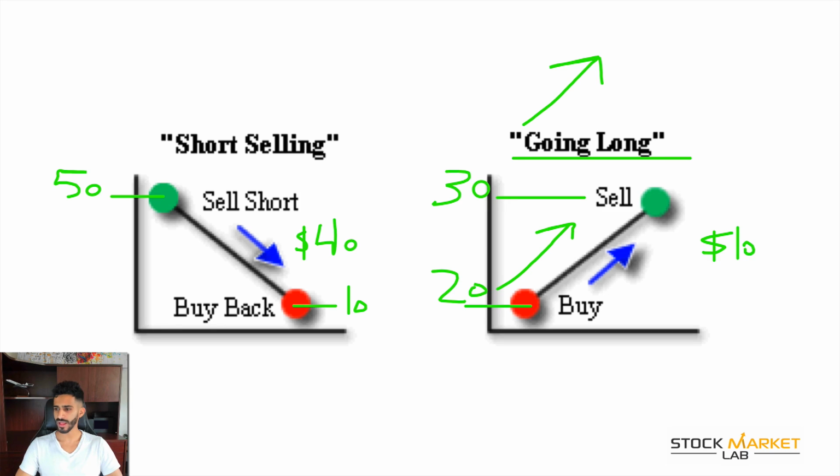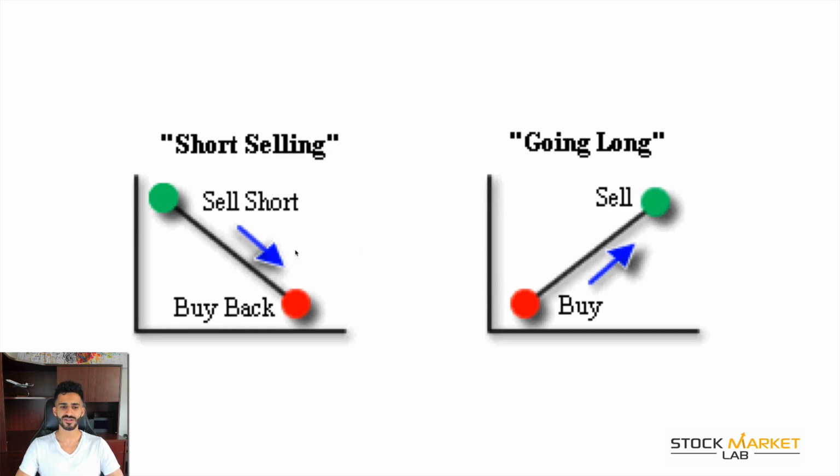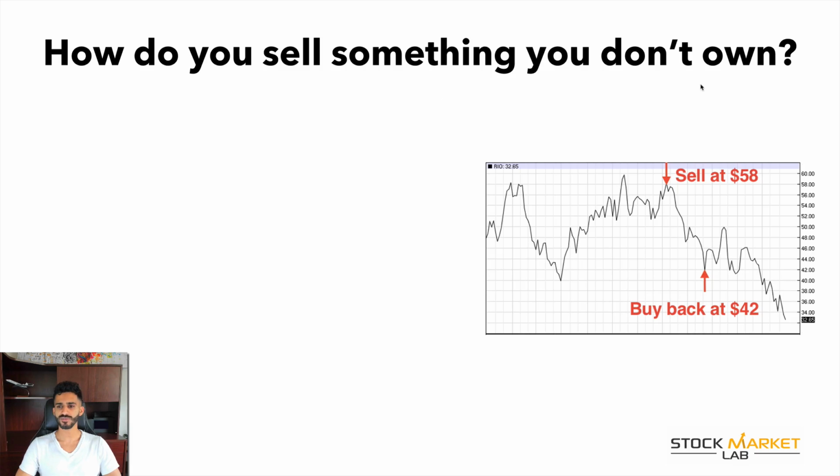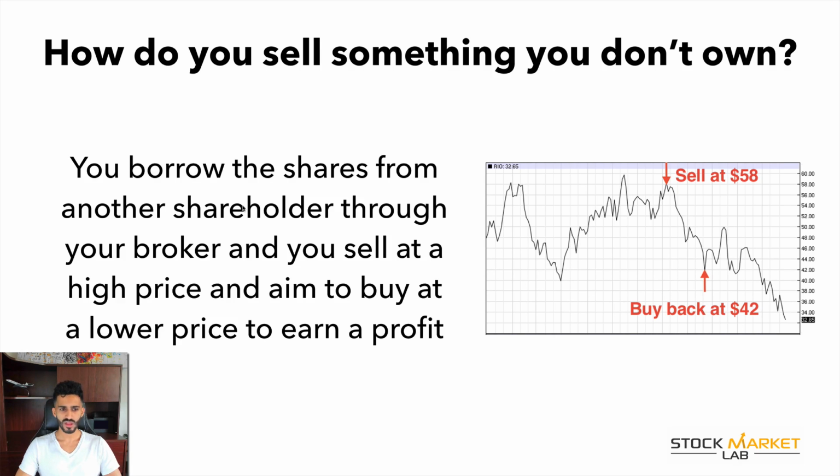Now the question people have is, how do you sell something or short something that you don't own? That's what confuses people. I'm going to break down a few different examples so you have a better understanding. If you don't understand it on the first example, please be patient. You'll maybe get it on the second or third example. So how do you sell something you don't own? The idea is you borrow the shares from another shareholder through your broker and you sell at a high price, and aim to buy at a lower price to earn a profit.